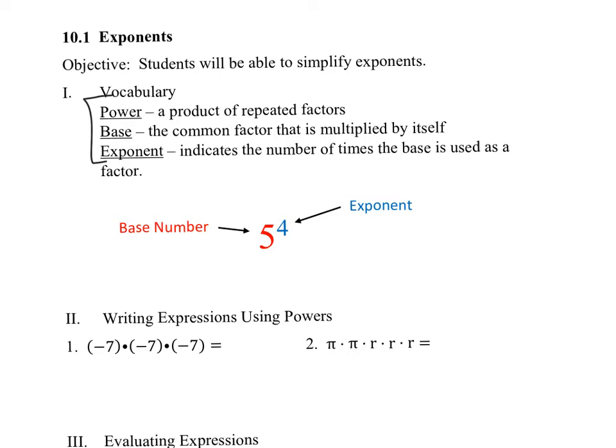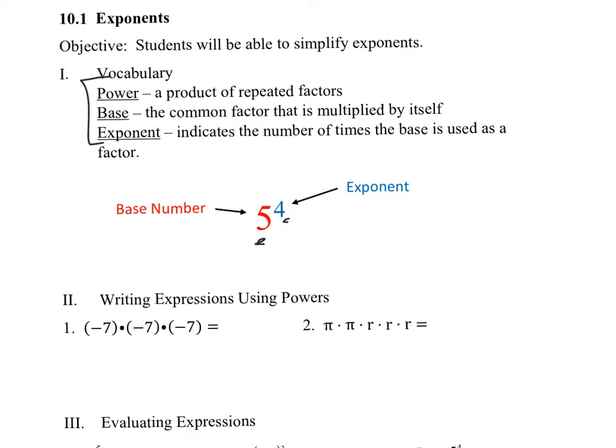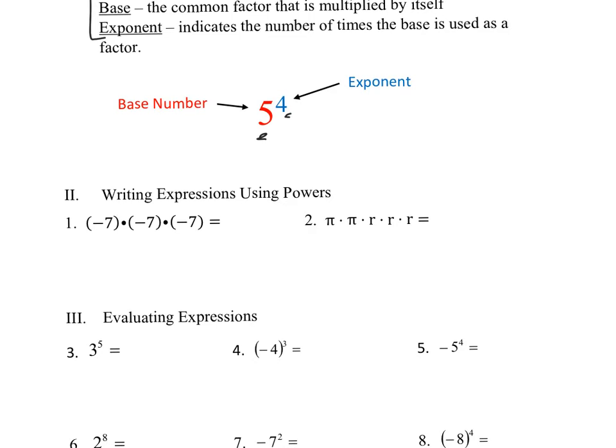So if you're looking at this value here, this is called 5 to the fourth. So this means your base number is 5 and you want to raise it to the fourth power, which means I want you to take 5 and multiply it by itself 4 times. So using that information, we can take an expression and write it using powers.